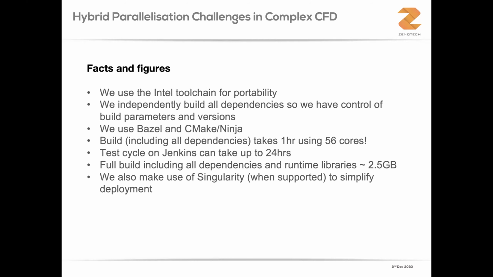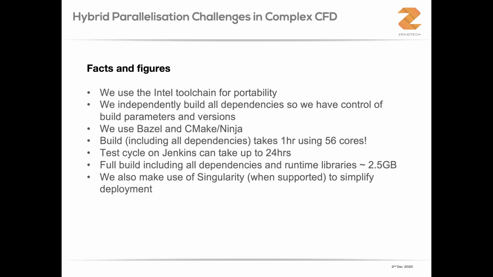And from the build point of view, we use Bazel from Google in combination with CMake and Ninja on the build side. And the combination of all of those, I think from a parallel build point of view, gives us the right features. So Bazel gives us the hermetically sealed builds, so we know exactly what we're building. Ninja gives us the build parallelism piece.